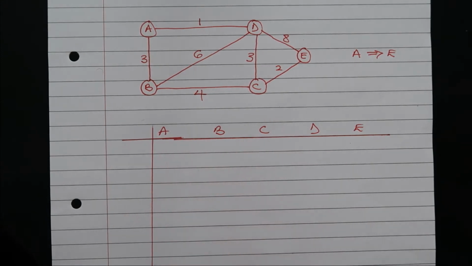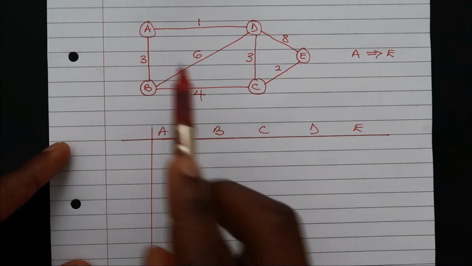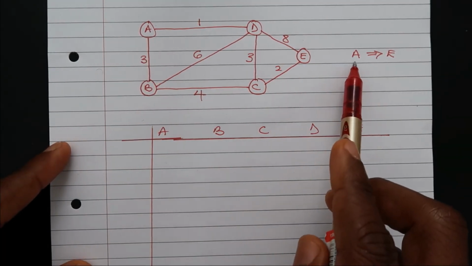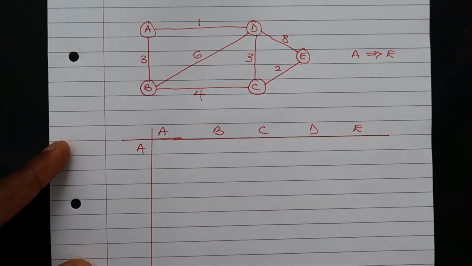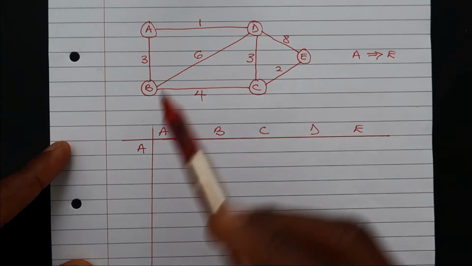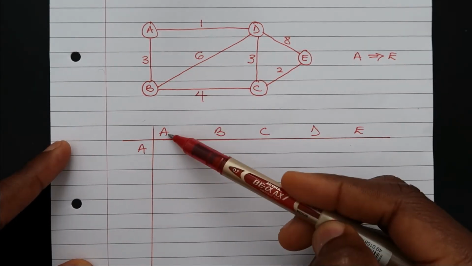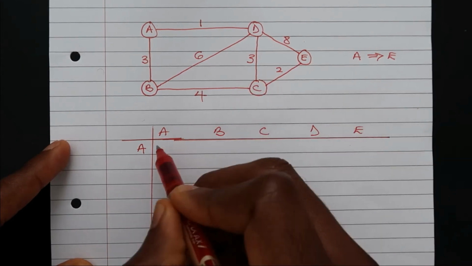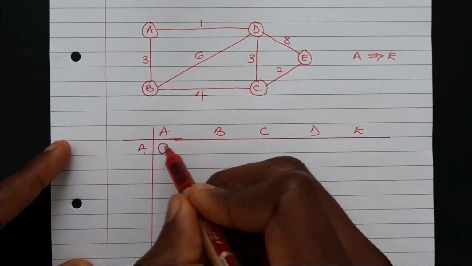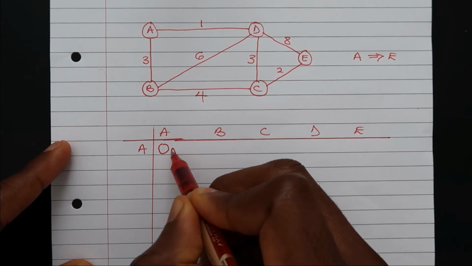Now, the next thing we're going to do is to start from our source node. So where we're starting from is A. So we'll start by exploring that node. We'll check A to A, we do know it's going to be 0. So because A to A is 0, I'll put down 0 there. And I'll put the node where it's coming from, which is A.